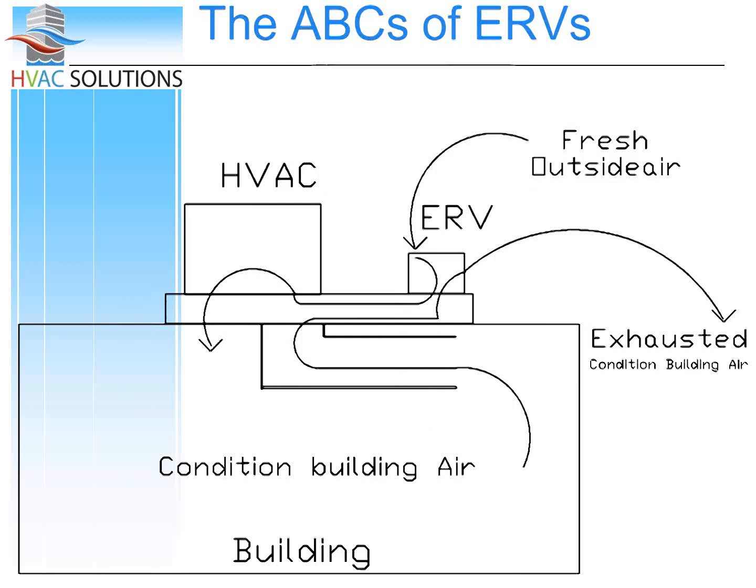When we add an ERV/HRV into the mix, we're doing the same thing. It looks a little bit more complicated, but it's really the same idea. We're bringing in fresh air via the HVAC unit and the ERV. We're pulling building air and exhausting it out. And in the middle there, we're stealing the energy.